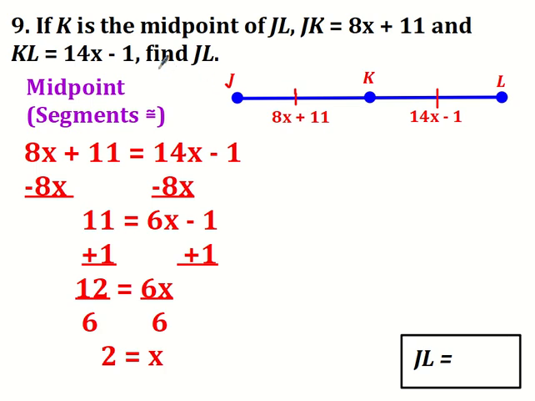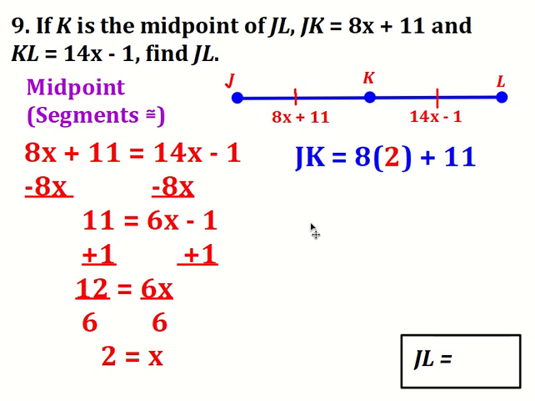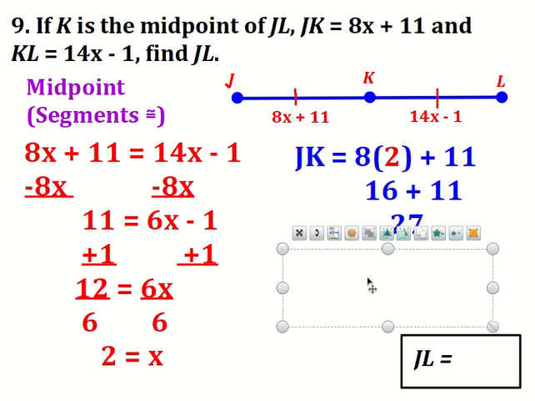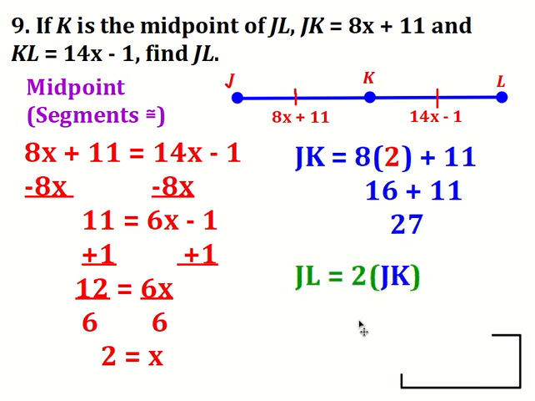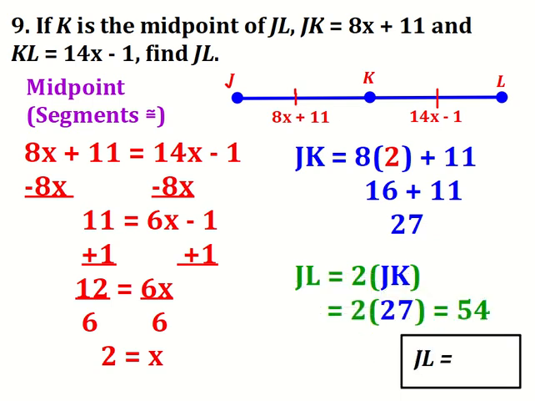However, the question said find JL. You need to plug it back in. A lot of you got this wrong. So JK is equal to 8 times 2 plus 11. We're literally just plugging that x value back in. 16 plus 11 gives you 27. JL is 2 times JK because remember they were the same thing. So 2 times 27 equals 54, and JL equals 54.